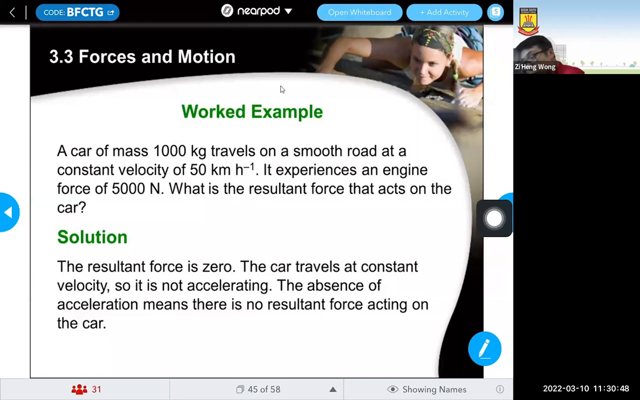If there's no acceleration, what does it tell you about the resultant force? Based on Newton's first law of motion, you should know that the resultant force will be 0. So you don't need to do any calculation. This is a trick question to see whether you can pick out the concept of constant velocity, meaning zero acceleration and resultant force 0. So the car travels at constant velocity, not accelerating. The absence of acceleration means that there's no resultant force acting on the car.